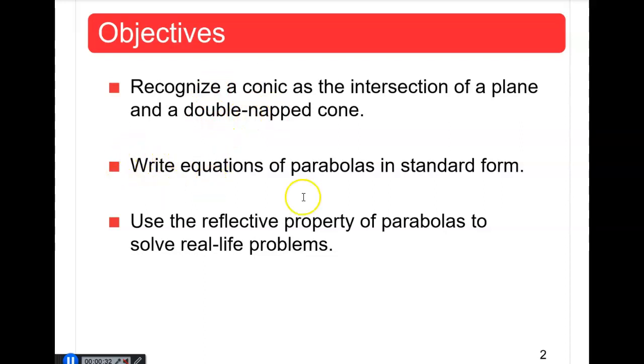Then to write equations of parabolas in standard form. And here we say equations, not only functions, because we're going to have parabolas that will be opening upward and downward, like in chapter 2. And we're going to have the ones that open sideways, either to the right or to the left. And so those are not considered functions. Think about it. If you were to draw a vertical line test, it will definitely not pass it.